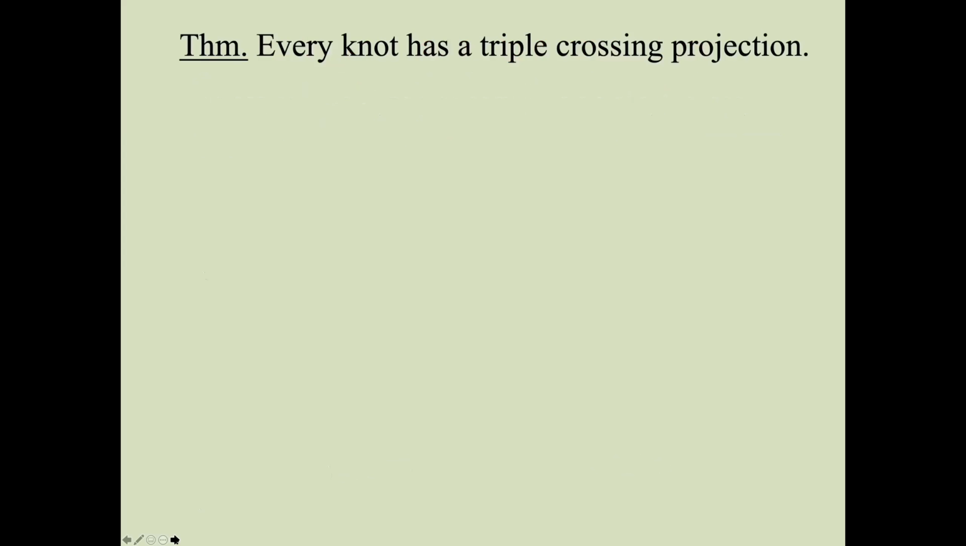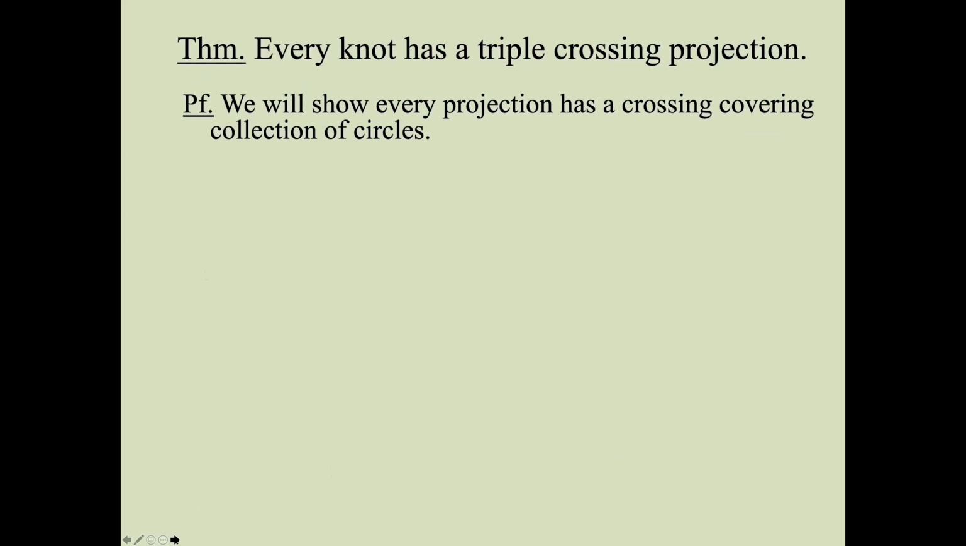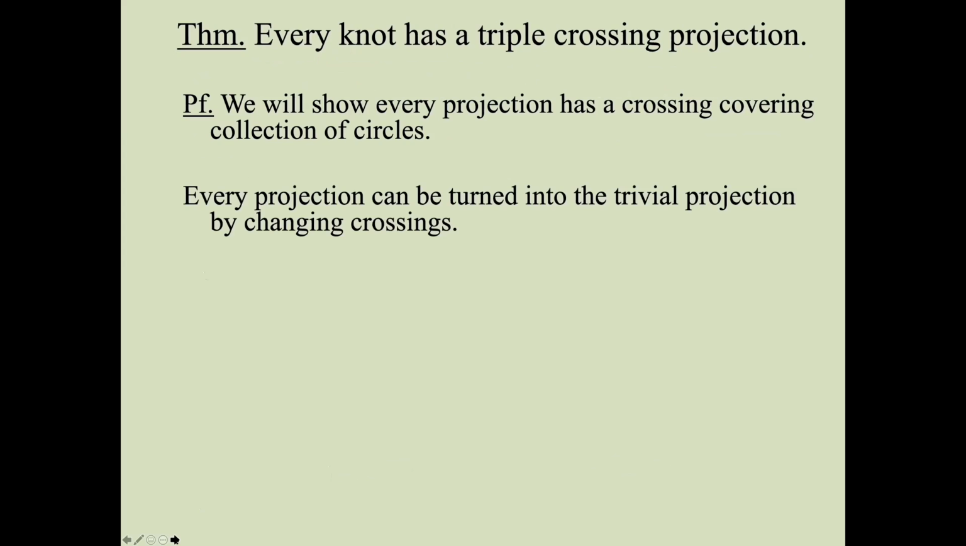All right, so now I want to prove this fact: every knot has a triple crossing projection. Here's how I'm going to do it. First, I'm going to show that every projection has a crossing covering collection of circles. Once I can prove that, then I'll be able to use these foldings. Now, how am I going to prove that every projection has a crossing covering collection of circles?